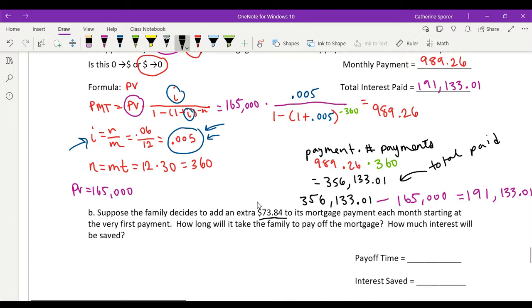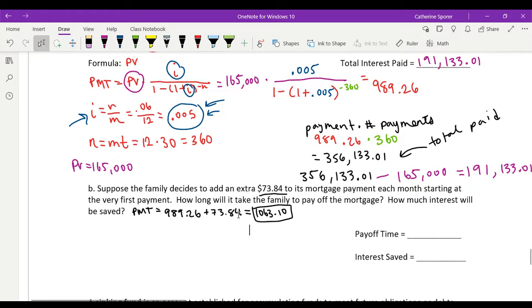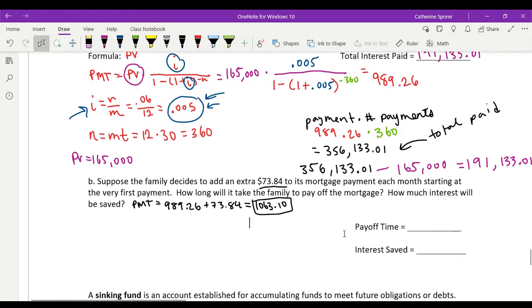So what this is going to do is the payment is now going to be what the payment used to be, $989.26. But now we're going to add to that this $73.84. So the new monthly payment would be $1,063.10. So the monthly payment is higher, but that's going to end up decreasing the amount of time that it takes them to pay off the loan, and thus would save them some interest.